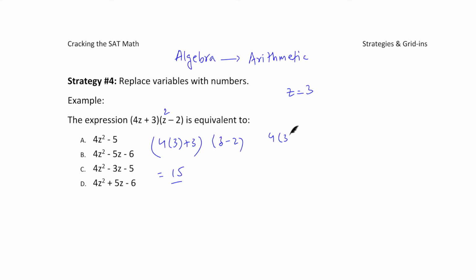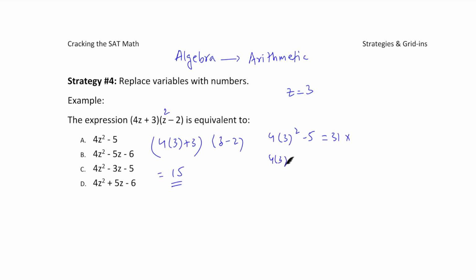4 into 3 squared minus 5. So 3 squared is 9, 9 into 4 is 36. 36 minus 5 is 31. This is wrong. This is not our target answer. We need 15. Let's have a look at option choice B.